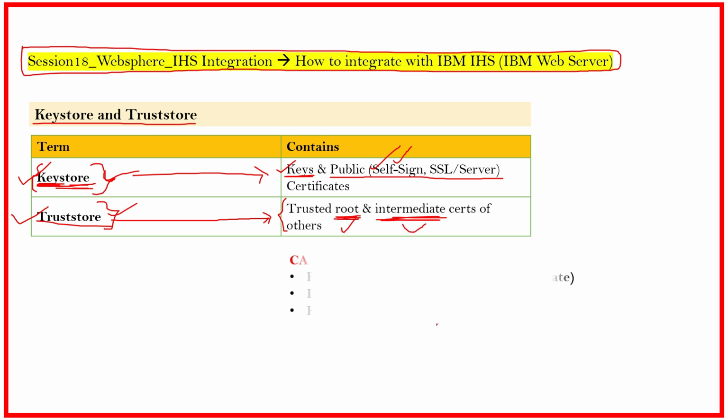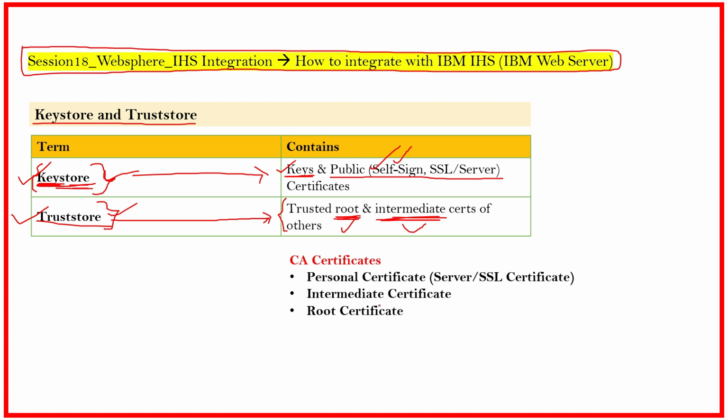Let me give you some more clarity on this. We have a self-signed certificate and a CA certificate. When we talk about CA certificates, we always get three certificates from the authorities. The first one is called the personal certificate, which is also called the server certificate or SSL certificate. At many places you will see this main certificate referred to as the personal certificate, server certificate, or SSL certificate. This is your main certificate, your identity.